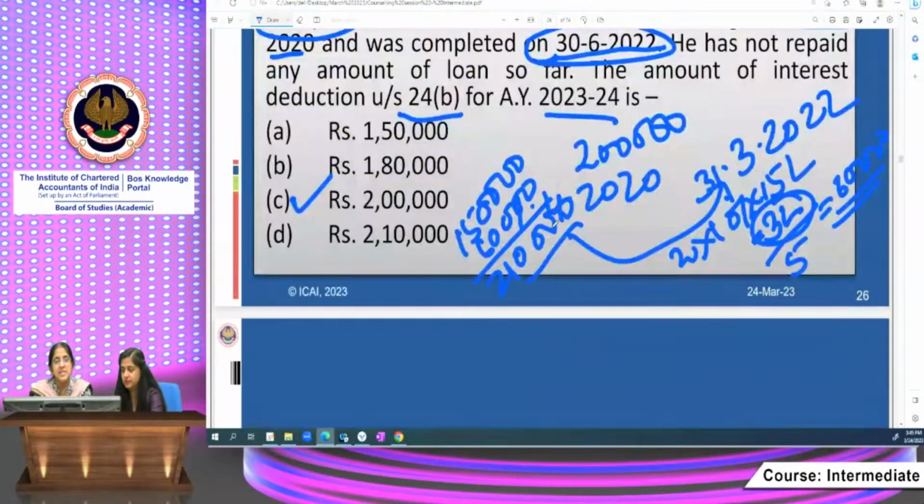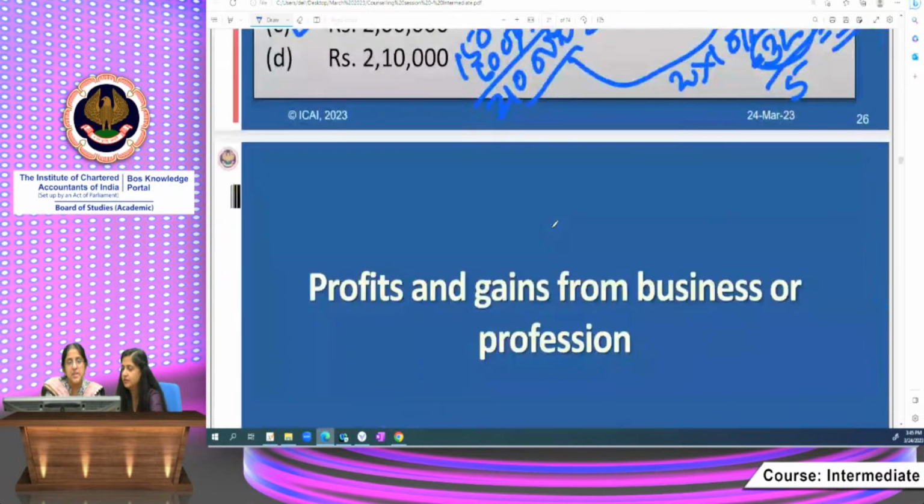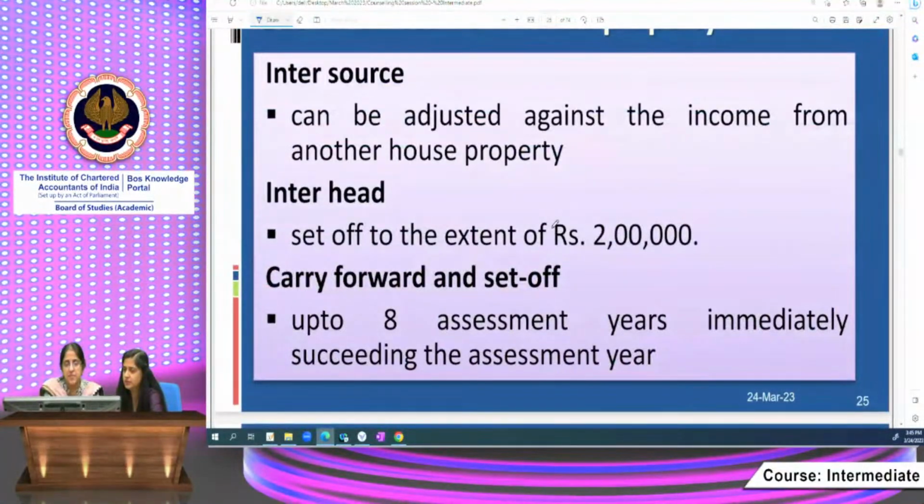Here, 31/3/2022 is the date of completion. It's not 1/4/2022 to 31/3/2022. No, it's 1/4/2020 to 31/3/2022, prior to the previous year. Current year interest, the year of completion of construction, I will get the full year interest. Pre-construction is up to the 31st March immediately preceding that year. Because this is as far as income from house property is concerned.